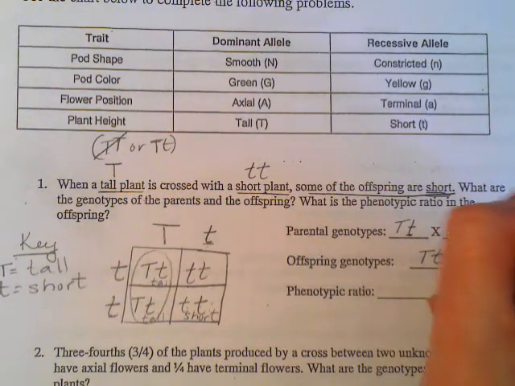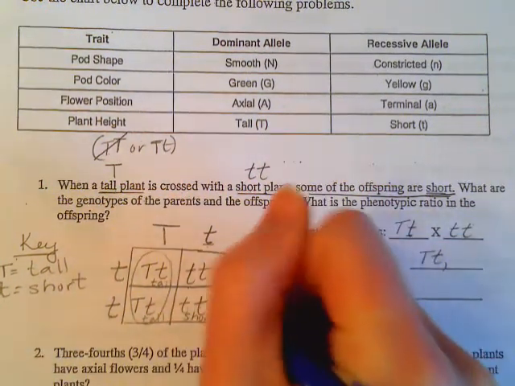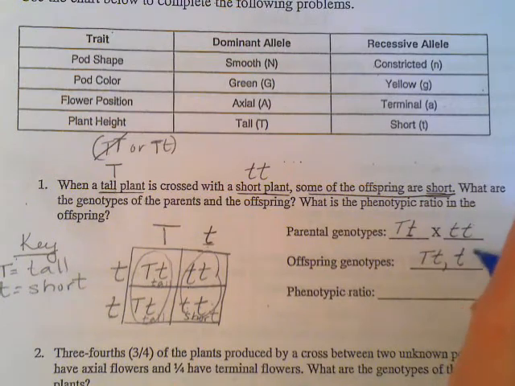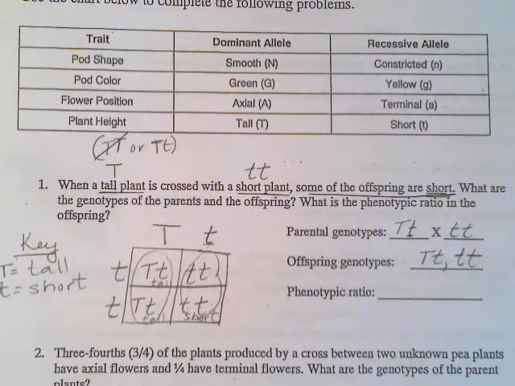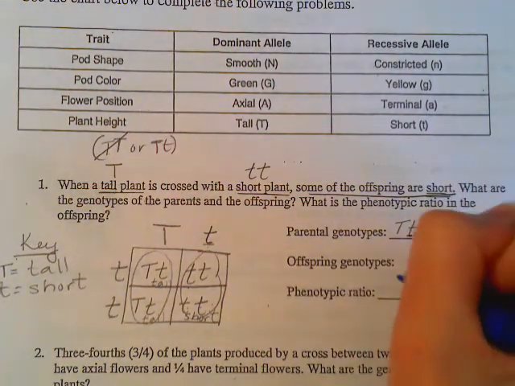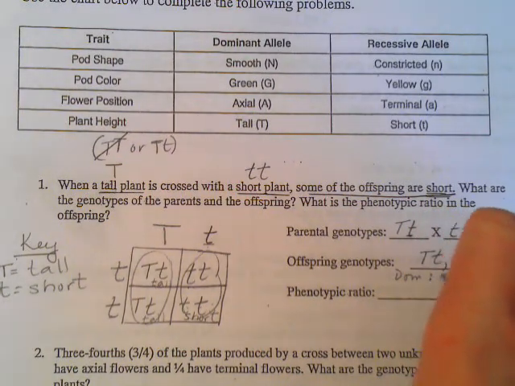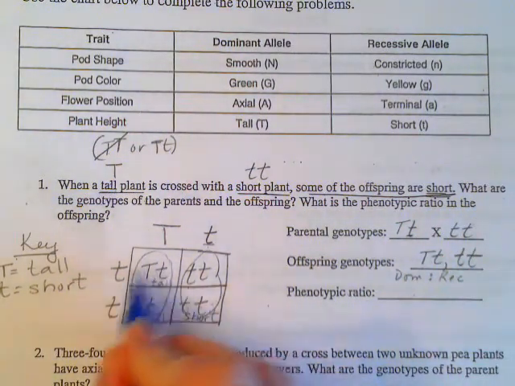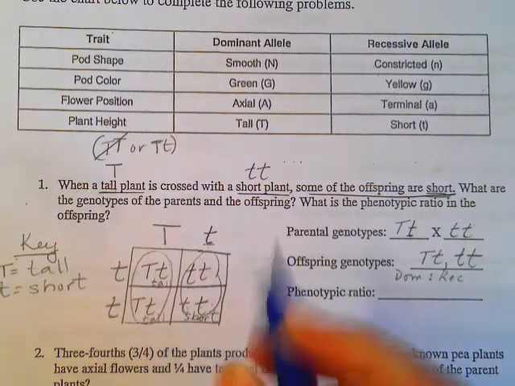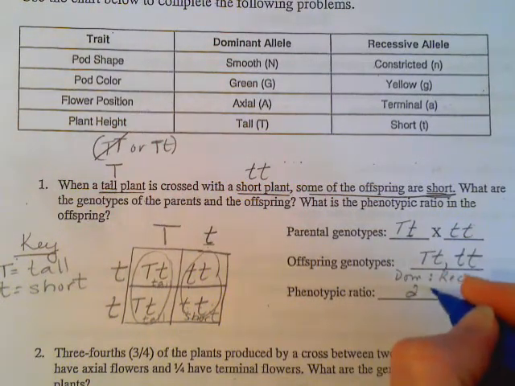All right, so I started setting number 2 up for us just to get a head start. So if you need some guidance, maybe you could take a look at what I have here and then pause the video again to try and finish it on your own. Notice we're using axial as dominant, terminal as recessive. If 3/4 of our plants are axial, right here, and 1/4 is terminal.